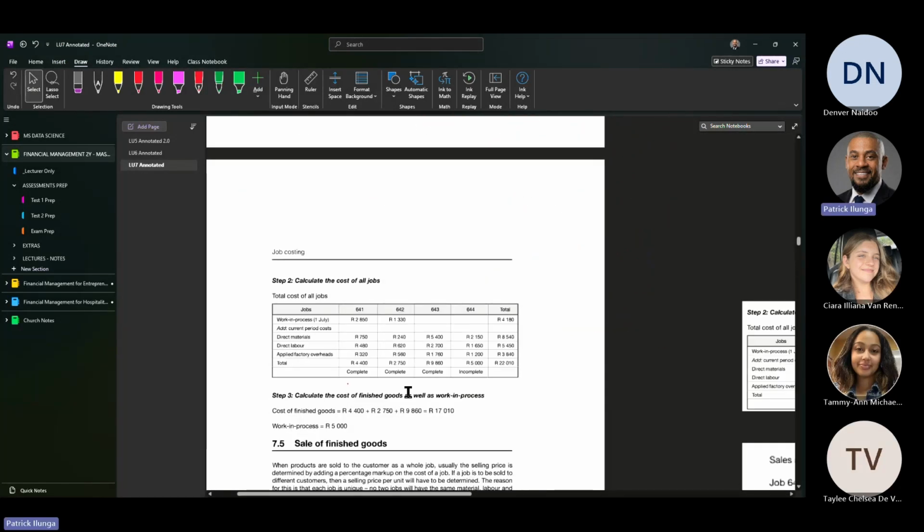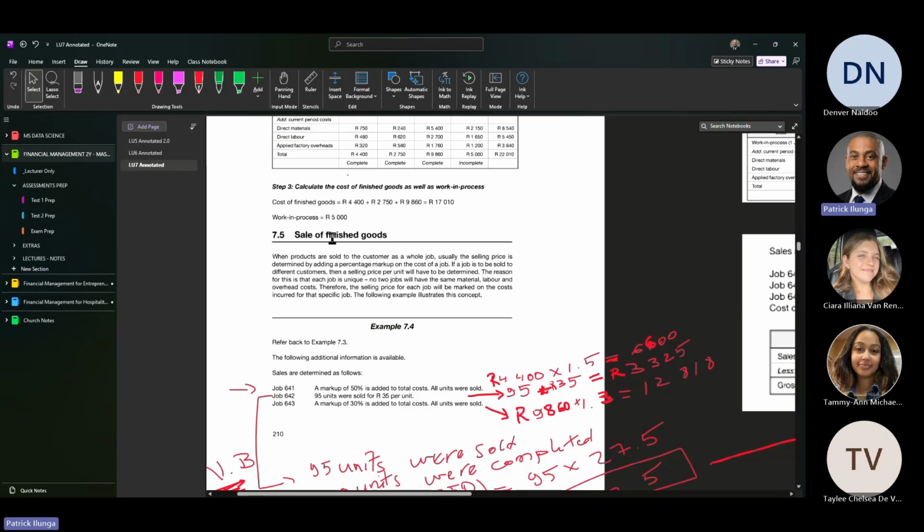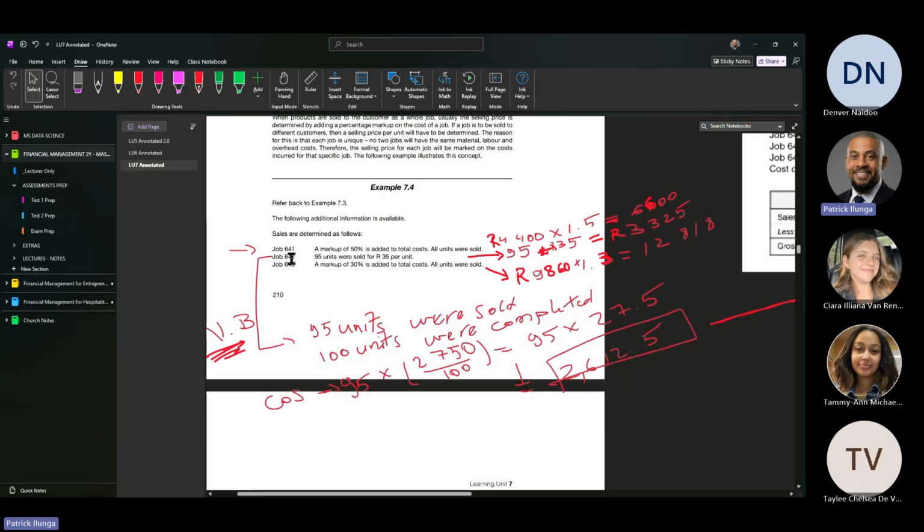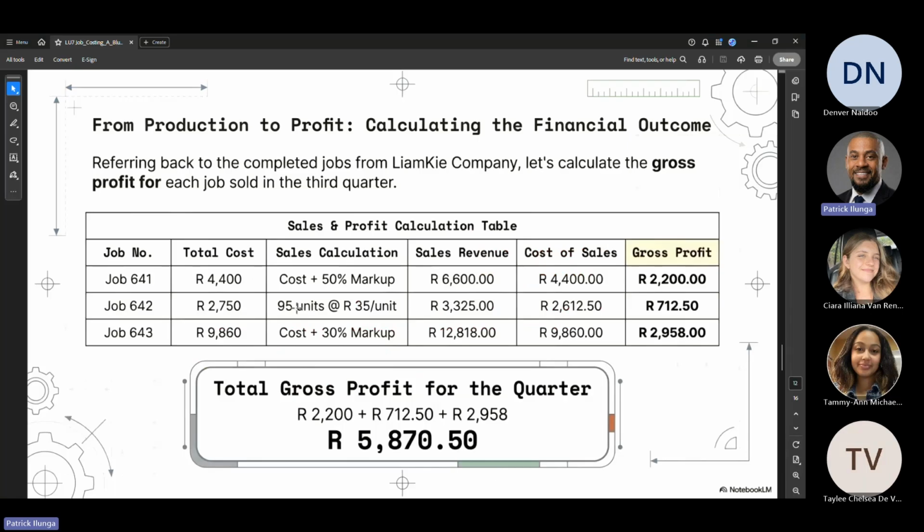if you go here to this question for 7.5, sales of finished goods, check here for the second job. 95 units were sold at 35 Rand per unit. That's the summary that I'm talking about here. You will not just go and say, oh, how many were completed? 100. I will just take 100 multiplied by 35. You will get it wrong.